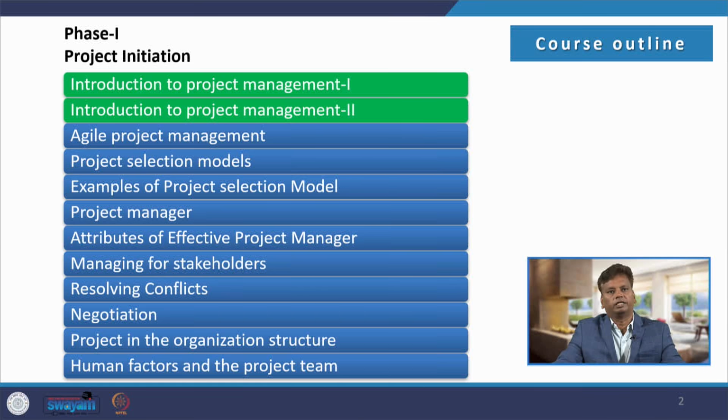Dear students, we talked about introduction to project management in the previous lecture. We will continue with the same heading, that is introduction to project management, lecture number 2. As I discussed in the previous lecture, we are in the first phase of project management, that is project initiation. Previously I covered introduction to project management 1, now I am going to cover introduction to project management 2.